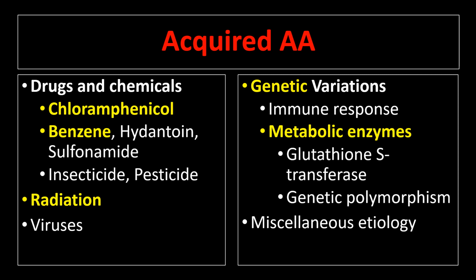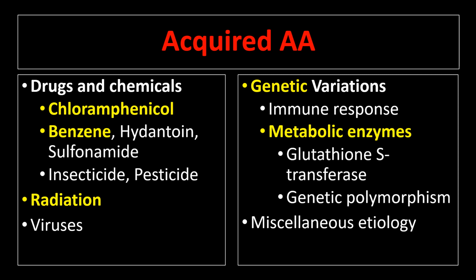The effect of chloramphenicol is usually dose-related, time-dependent, and usually reversible. So if the levels of chloramphenicol are decreased in your blood, the appearance of the erythroid cells will go back to normal. We also have benzene, which is commonly used in histopathology, and hydantoin, which is a type of anticonvulsant, which can cause the acquired type of aplastic anemia. We also have sulfonamides, and insecticides and pesticides, which usually suppress the bone marrow in a predictable or dose-dependent manner.